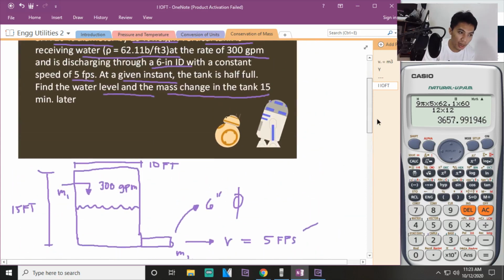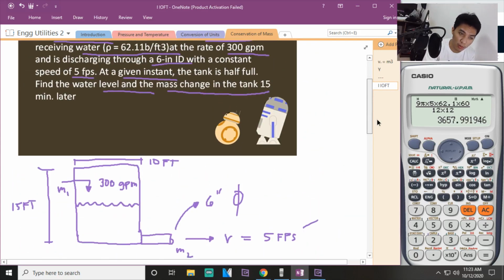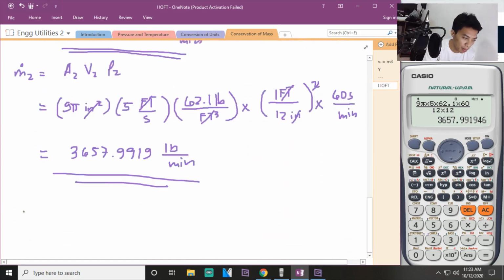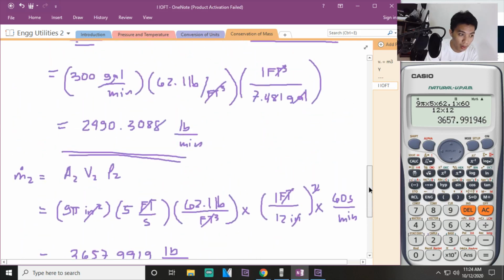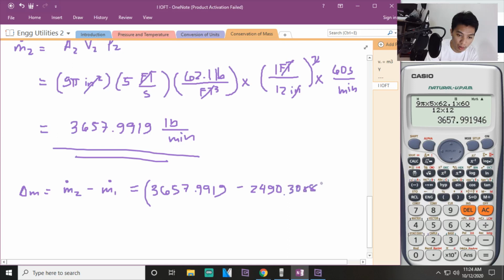Mukhang challenging. Ano bang pwede natin solve muna dyan? Water level ba muna o mass change? Mas gusto ko mass change. So, punta muna tayo ng mass change. The mass change, delta M, will be equal to M2 minus M1. Kaya lang, mass flow rate change ito. Okay? Paano mo gagawing mass yan? Ano bang unit niyan? Pounds per minute. Alamin mo muna sila. So, equal to 3657.9919 minus yung mass ng isa, 2490.3088 pound per minute.